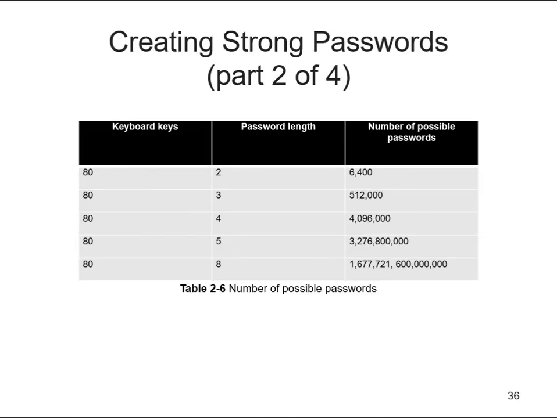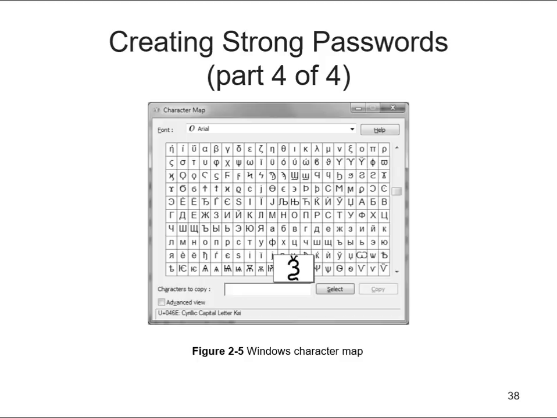Now, in order to understand how many possible passwords there could be, if your password length is only 2, the number of possible passwords could be 6,400. If 3 characters are there in a password, the possible passwords could be 512,000. And then if you have 4 characters, 5 characters, and 8 characters, it would keep on growing exponentially. Now, using a non-keyboard character or a special character is a good method to have a secure and a difficult password.